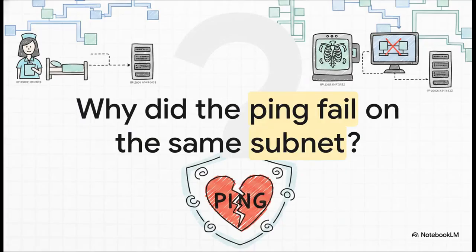But as networked professionals, you know it's never enough to just know that something works. We have to understand why it works. So think about this crucial point. If Nurse 1 and X-Ray 1 share the exact same 192.168.50.0/24 subnet and their IPs are perfectly valid, why exactly did that ping just fail?